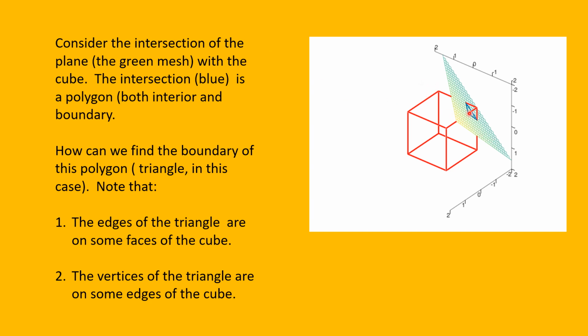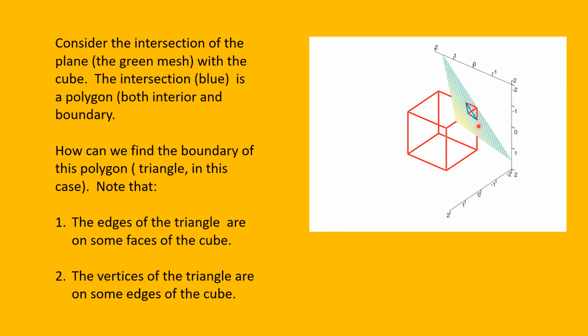So here's our situation again with the plane shown in green mesh here. And the intersection, that's actually blue but doesn't look too blue here, is some polygon. In this drawing, a triangle. So we want to find the boundary of this polygon. And here's what we can notice about this thing.